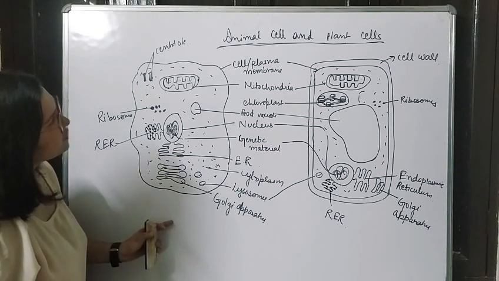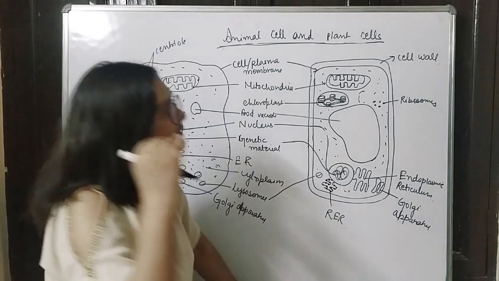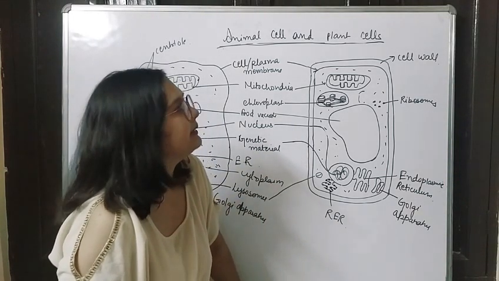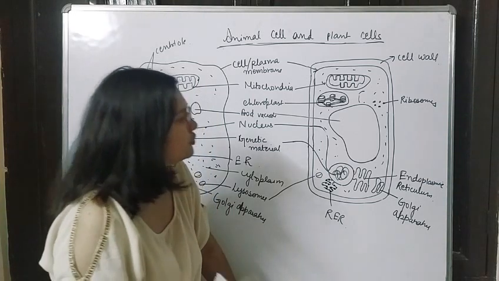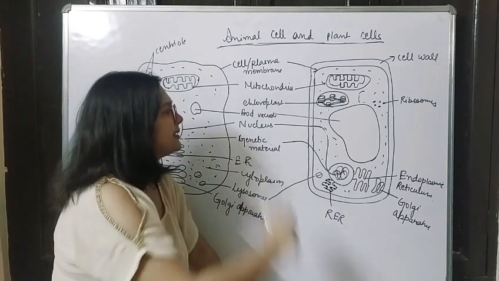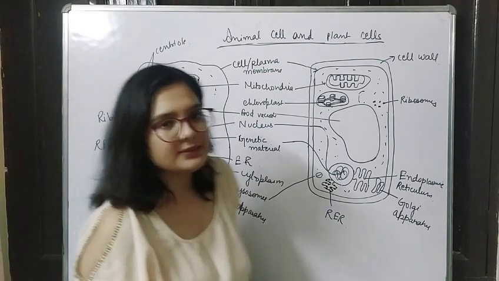Fine. So this was the structure of animal cell and plant cell. Now we are going to study each organelle in detail, like what is the function of plasma membrane, what is the function of ribosomes, and why chloroplasts are present there. So we are going to study about each organelle in detail now.